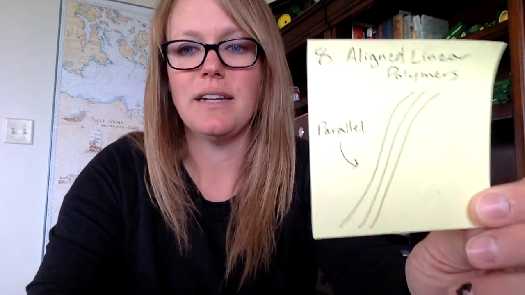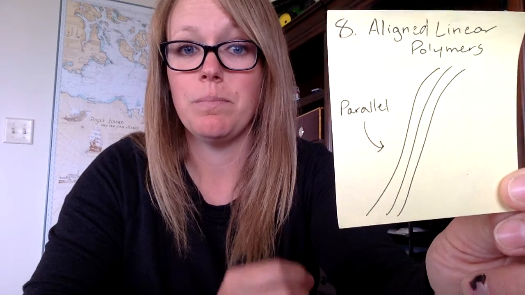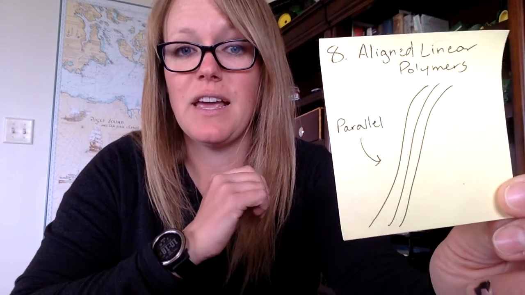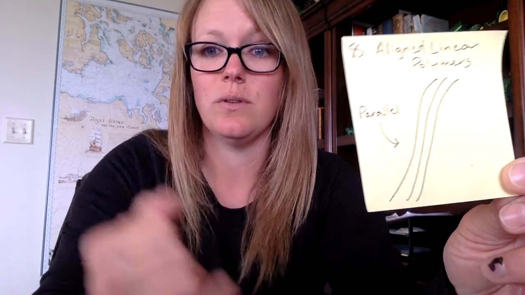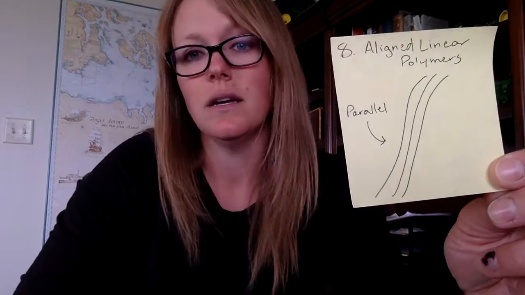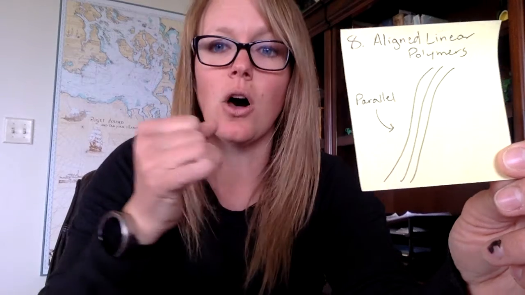So the last couple questions here, number 8 says to draw several aligned linear polymer chains. So here's some aligned linear polymer chains. Parallel, they are not linked. It didn't say anything about linking. They're not branched. So think of skinny spaghetti noodles all lined up together, okay? Kind of slippery in that sense.